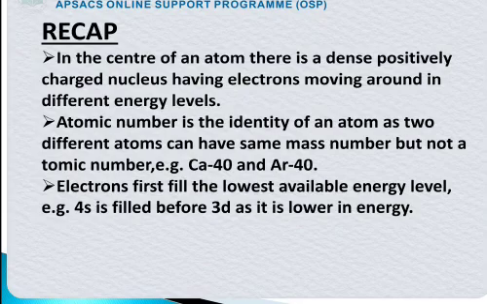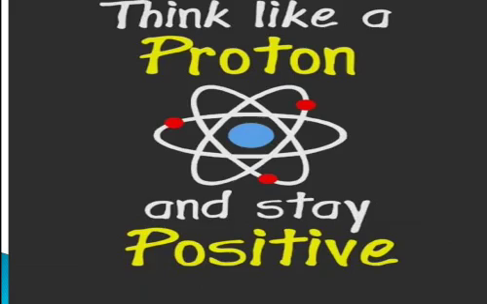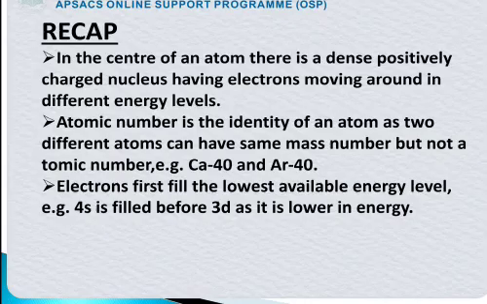Now, in this lesson we have discussed that in the center of the atom there is a dense, positively charged nucleus with electrons moving around in different energy levels. The atomic number is the identity of an atom, as two different atoms can have the same mass number but not the same atomic number. In this example you can see that calcium and argon both have atomic mass 40. Electrons first fill the lowest available energy level. For example, 4s is filled before 3d as it is lower in energy. Now think like a proton and stay positive.